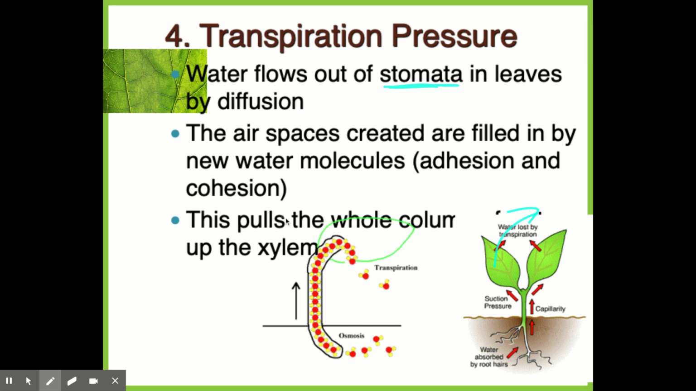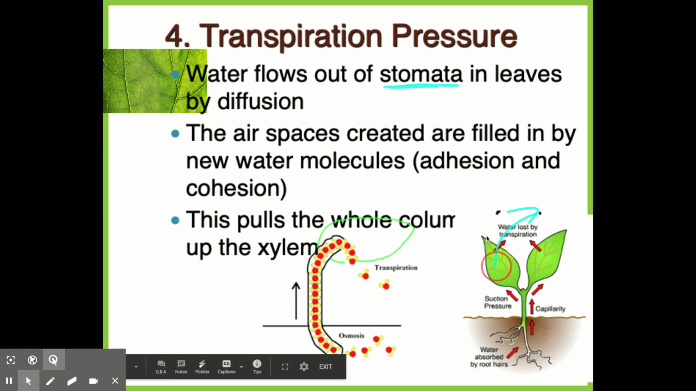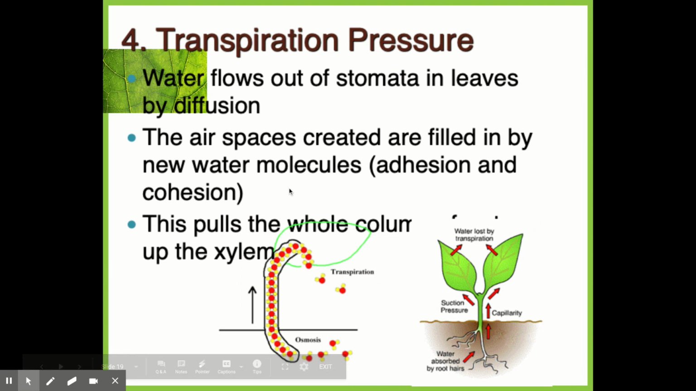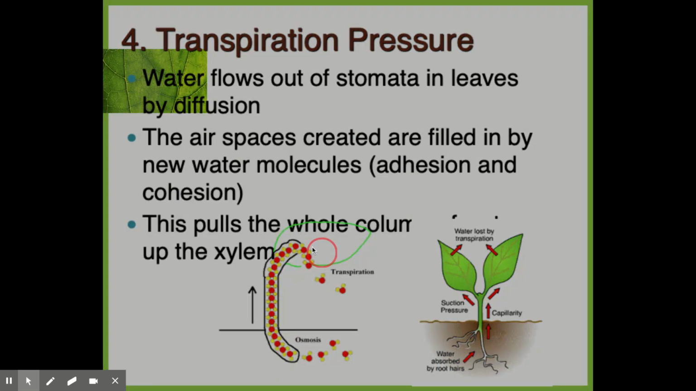And it actually pulls the whole column of water up the xylem. So you can see these water molecules at the bottom here. It's entering from the soil into the roots, high concentration to low concentration. Cohesion and adhesion are pulling the water up, along with transpiration, which is water molecules leaving, and it's pulling that water molecule up and throughout the leaf. So it's a constant movement of water.